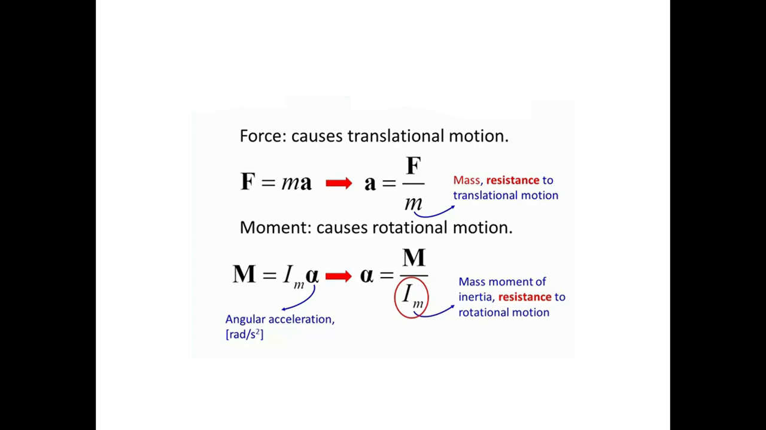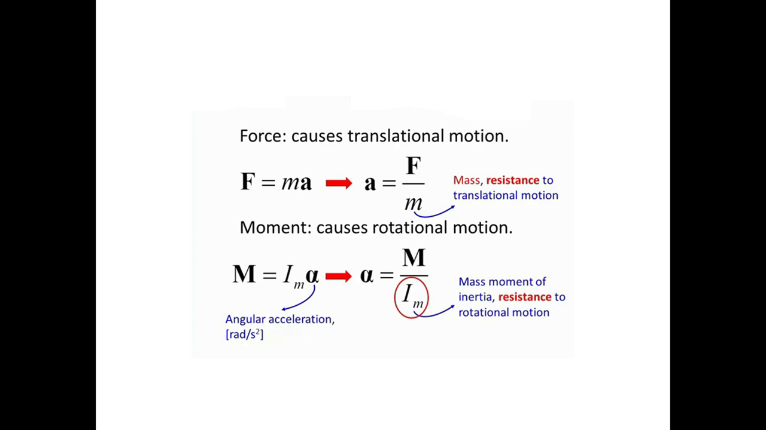And since moment causes rotation, we can write something similar that relates moment to the rotational motion of an object. Indeed, similar to Newton's second law, moment is equal to I times angular acceleration alpha. As you can see, moment and angular acceleration are both vectors and they have the same direction. Again, we can rewrite this equation into this form, and if you compare it to the equations above, we can tell that this term I_M is the resistance to rotation and it is known as the mass moment of inertia.